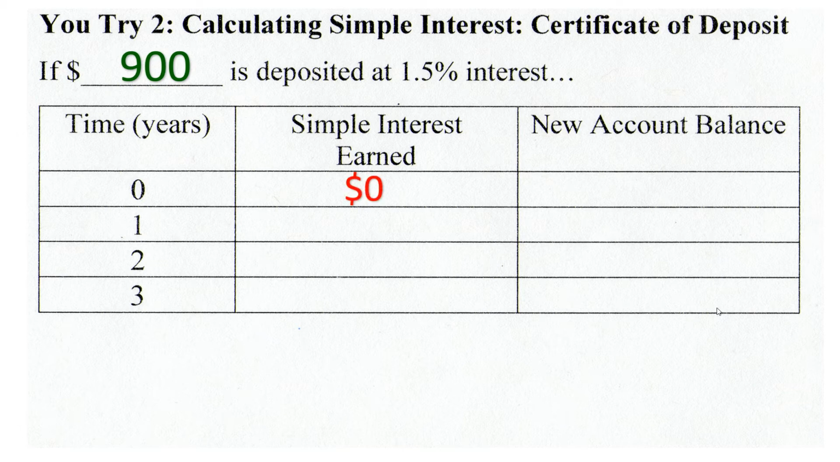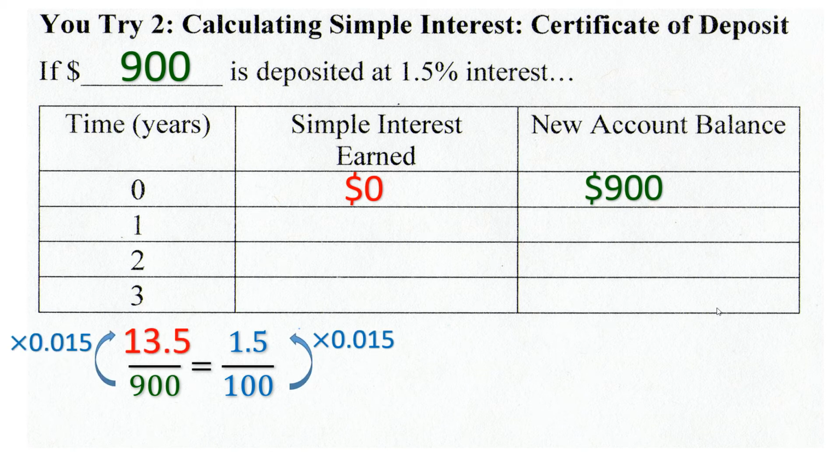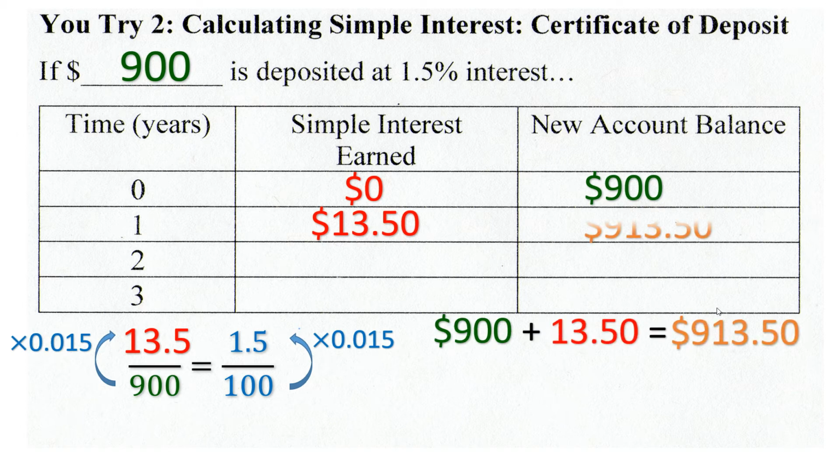So after 0 years, there's 0 interest earned and the account balance is $900. 1.5% of $900, so 1 year's worth of this would be $13.50. 900 plus $13.50 is $913.50. That's the amount after 1 year.